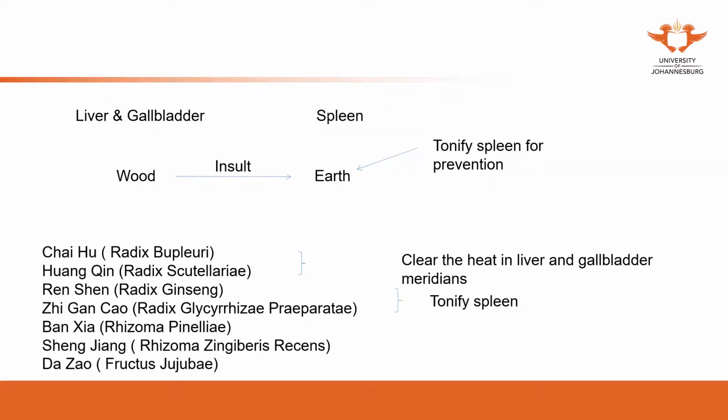Liver, gallbladder. These are the 4. Clear the heat in the liver and gallbladder to eliminate the pathogens. 人参, 炙甘草, and 大枣, the last one, the dates, to tonify the spleen. 半夏 and 生姜, to remove or specifically to reduce the symptoms of nausea or vomiting.